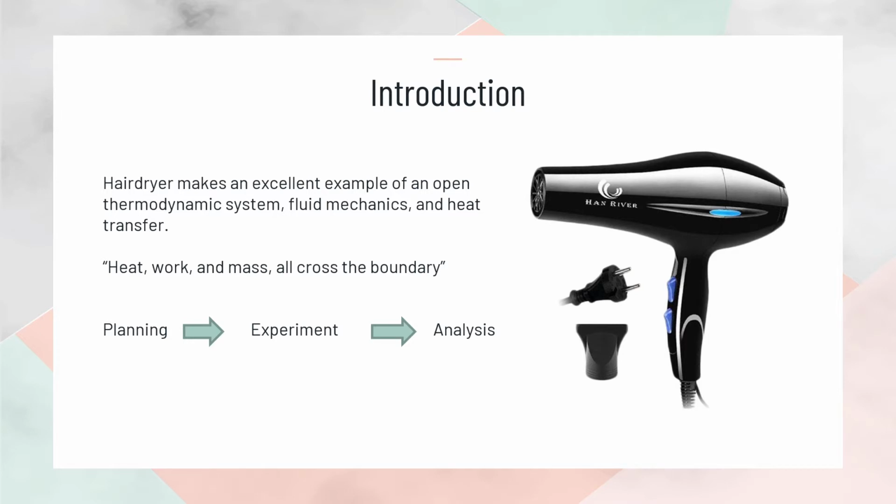So now we move to the introduction. Why did we choose the hairdryer as our main object of analysis? Because a hairdryer gives an excellent example of three systems at once: an open thermodynamic system, a fluid mechanics system, and also heat transfer. In a hairdryer, there is movement of heat, work, and mass crossing the control volume boundaries. Therefore, it is interesting to do analysis and experiment on a hairdryer.